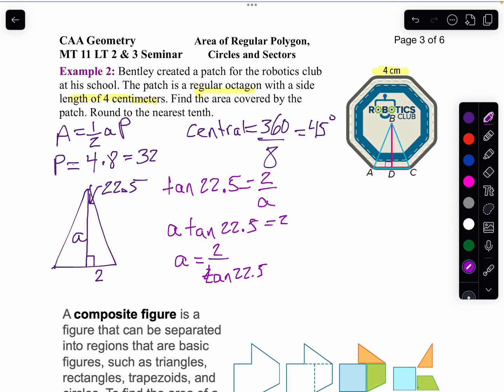You could find that as a decimal if you wanted to, but I'm just going to leave it because now I've got A, don't I? I've got A, I've got P. I have enough information to find the area. It's 1/2 times A, which is actually 2 divided by the tangent of 22.5. Like I said, if you don't want to write that all up, write it as a decimal. That's fine. And we're going to multiply that by the perimeter, which is 32. And when I do that, notice my 2's reduced, so in my calculator, I type in 32 divided by the tangent of 22.5.